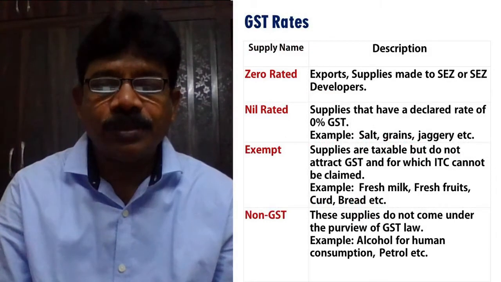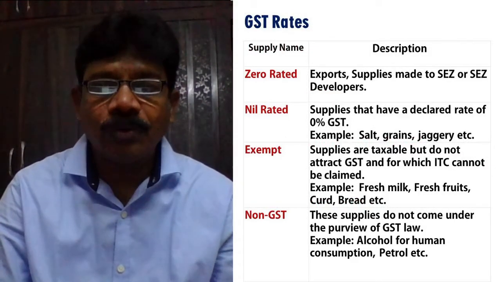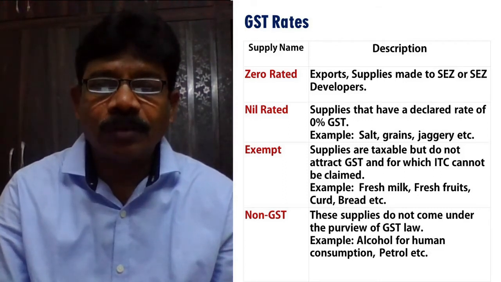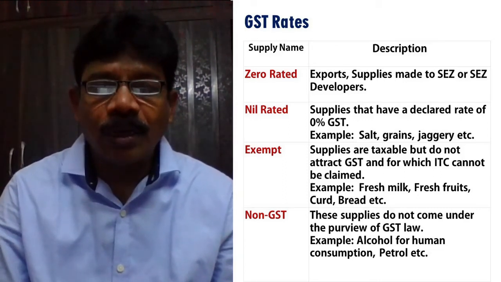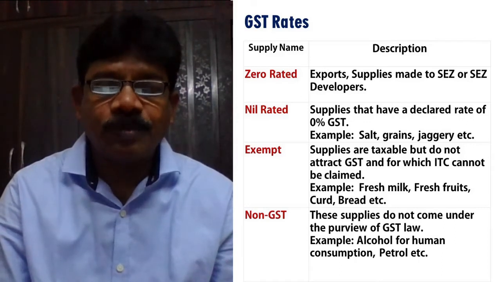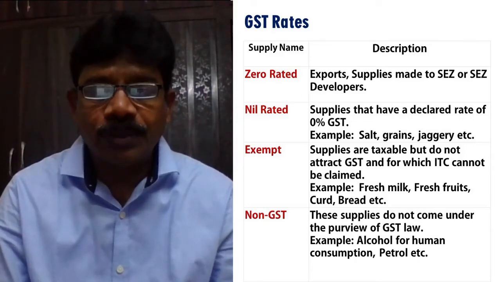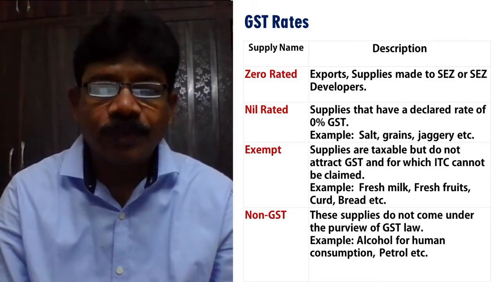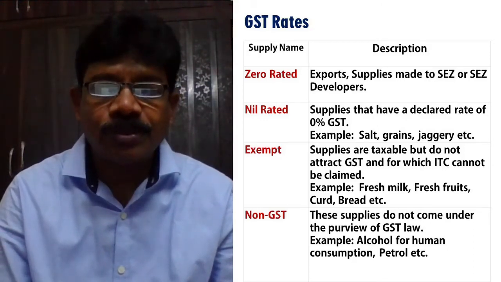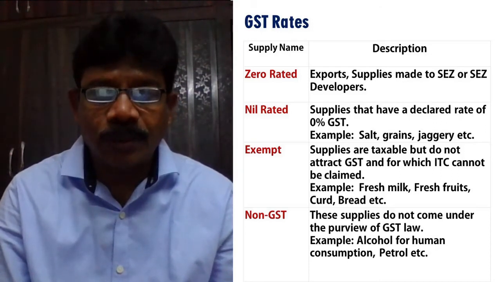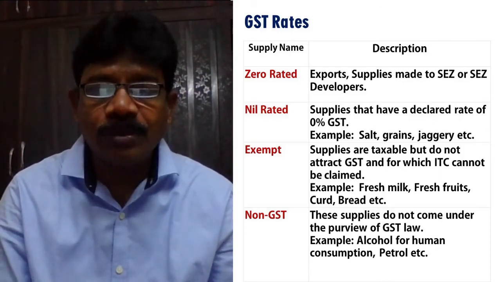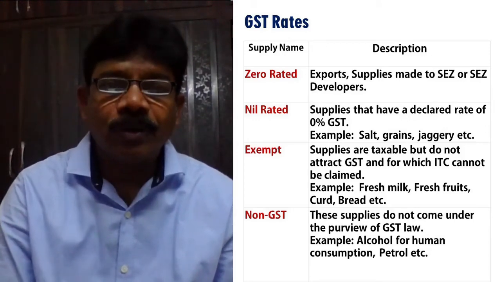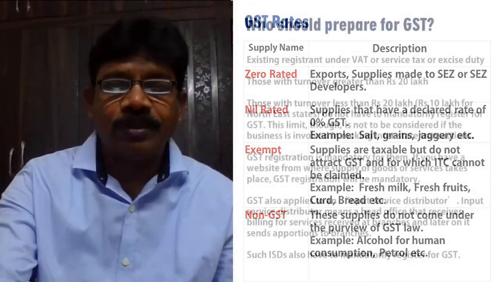And GST rates, we already know about these rates. One is the zero rate, for those from SEZs or SEZ developers or exports. There, no tax is imposed. And nil rated means zero rate: agriculture goods or educational institutions, and there was no tax on that. Malt grains, jaggery, there is no tax. Exempted goods, non-GST goods. Okay, these are some of the rates.